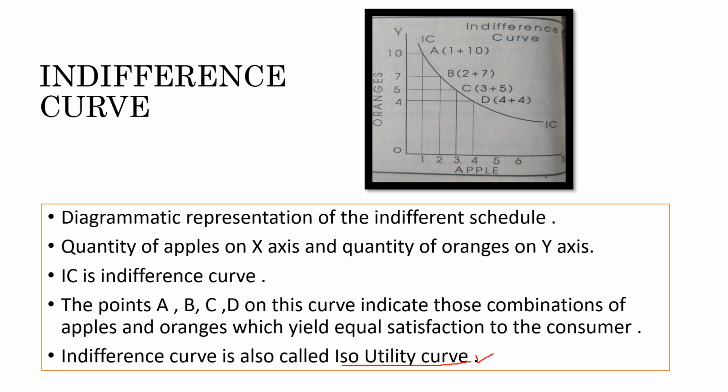Okay, A, B, C, D are the points which give equal satisfaction to the consumer. IC is your indifference curve, and I have made it very clear to you that apples are shown on the x-axis and oranges are shown on the y-axis. As apples increase, the number of oranges is going to fall, because to be on the same indifference curve you have to forgo some items of the other commodity. Only then will you be on the equal satisfaction level.